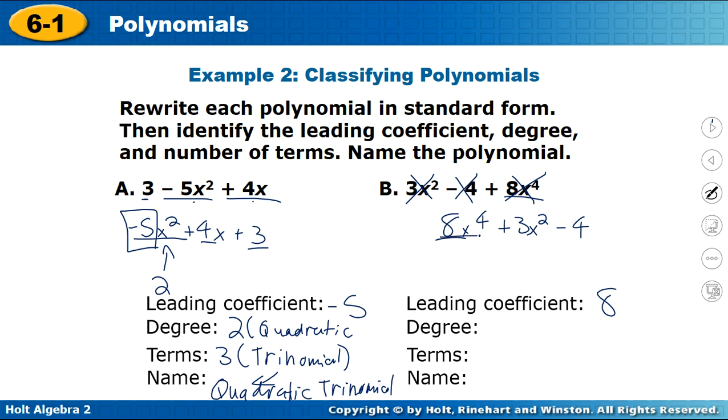The degree, well, the highest degree, as we know from this first term, that's a degree of 4. So here we have a 4th degree polynomial. Terms, there are 3 terms altogether. And so a name, we would call this, I guess, a 4th degree trinomial.